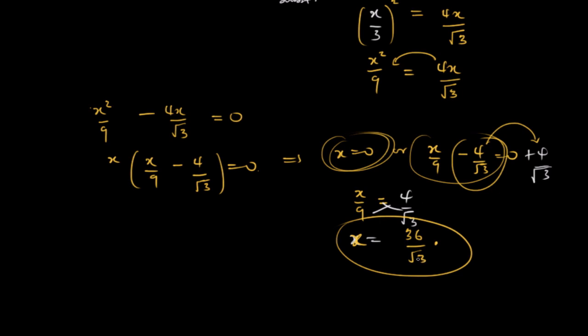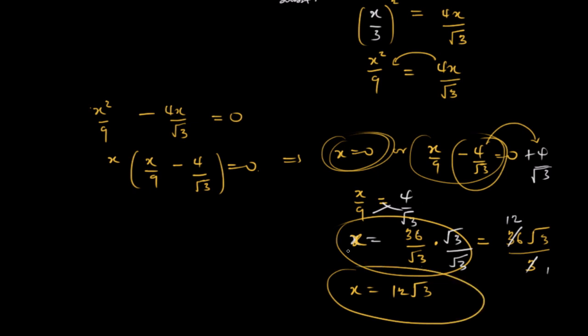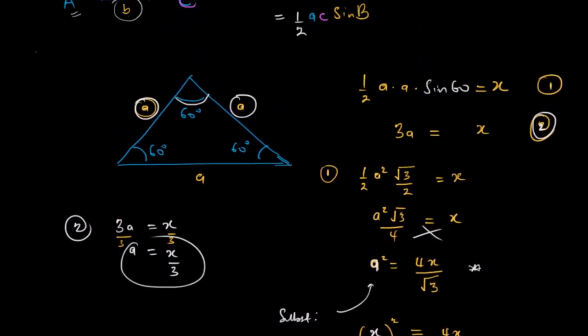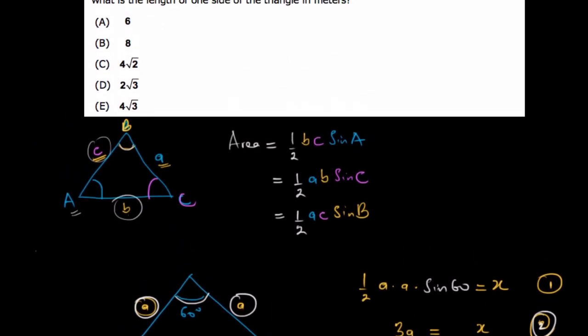So to do that, I'm going to multiply both the numerator and the denominator by what I have at the bottom, so by root 3. Then what you'd obtain is going to be 36 root 3 divided by root 3 times root 3, that's going to give you 3. And then 3 here is 1, 3 here is 12. So you have your x to be equal to 12 root 3. So now we have two answers for our x: x equals 0 and x equals 12 root 3.